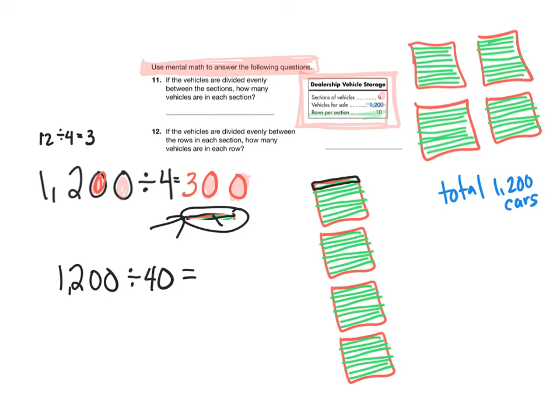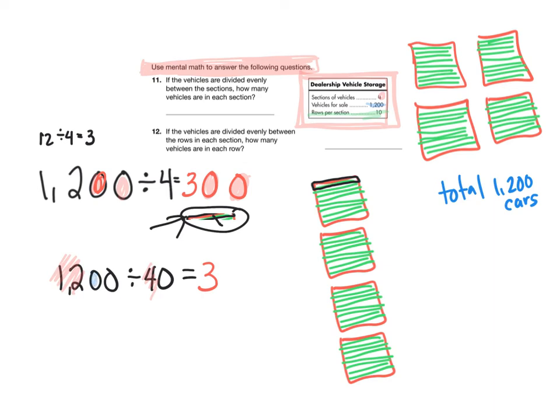So if I divide 12, let me start with my non-zero digits first. 12 divided by 4 gives me 3. And then, ooh, tricky, tricky, tricky. Okay.